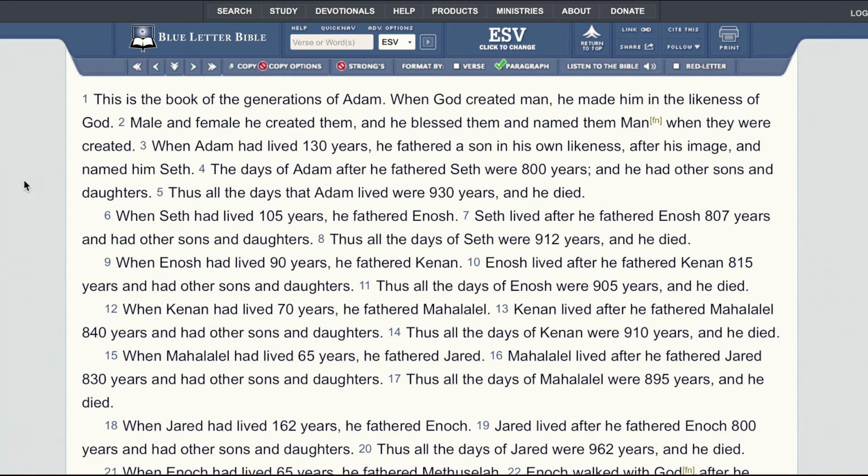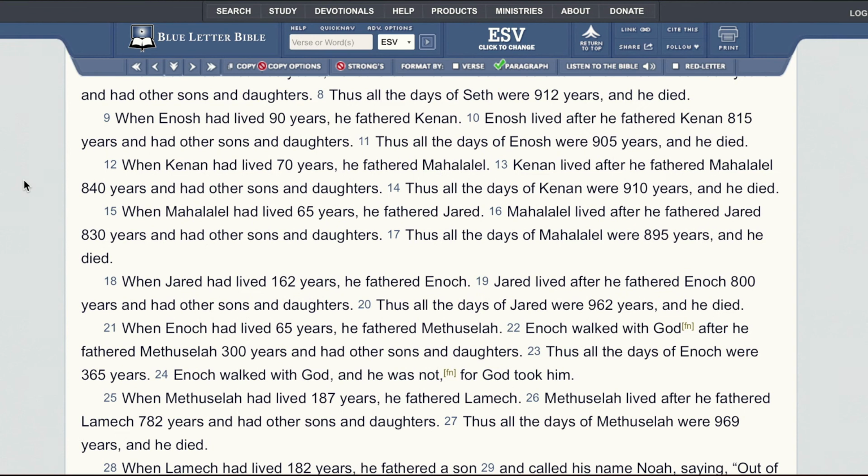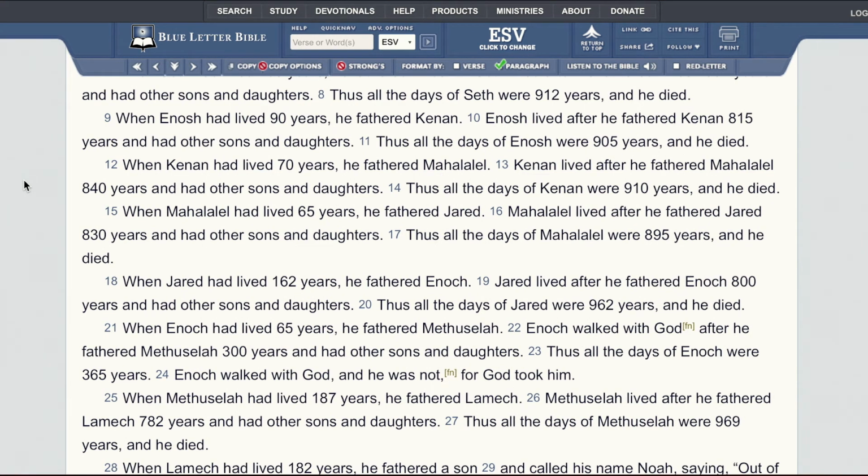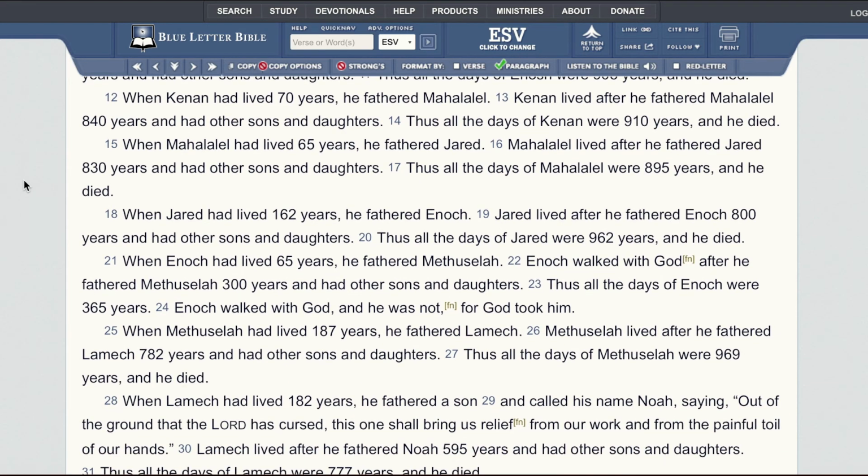When Seth had lived 105 years, he fathered Enosh. Seth lived after he fathered Enosh 807 years and had other sons and daughters. Thus all the days of Seth were 912 years, and he died. When Enosh had lived 90 years, he fathered Kenan. Enosh lived after he fathered Kenan 815 years and had other sons and daughters. Thus all the days of Enosh were 905 years, and he died.